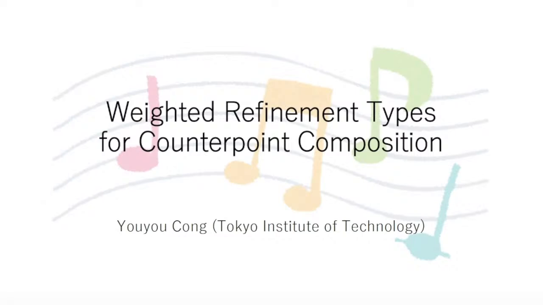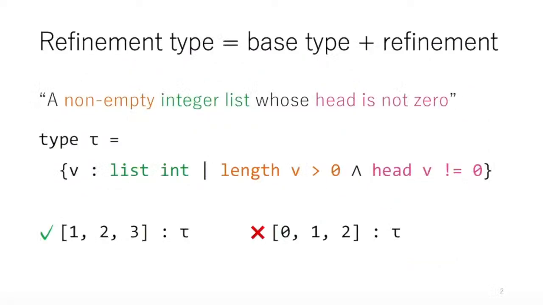I will be talking about a variation of refinement types that can be used for counterpoint composition and beyond. Refinement types are a powerful tool for expressing program specifications. A refinement type consists of a base type, which describes the shape of an expression, and a refinement, which is a sequence of predicates describing the detailed properties of the expression.